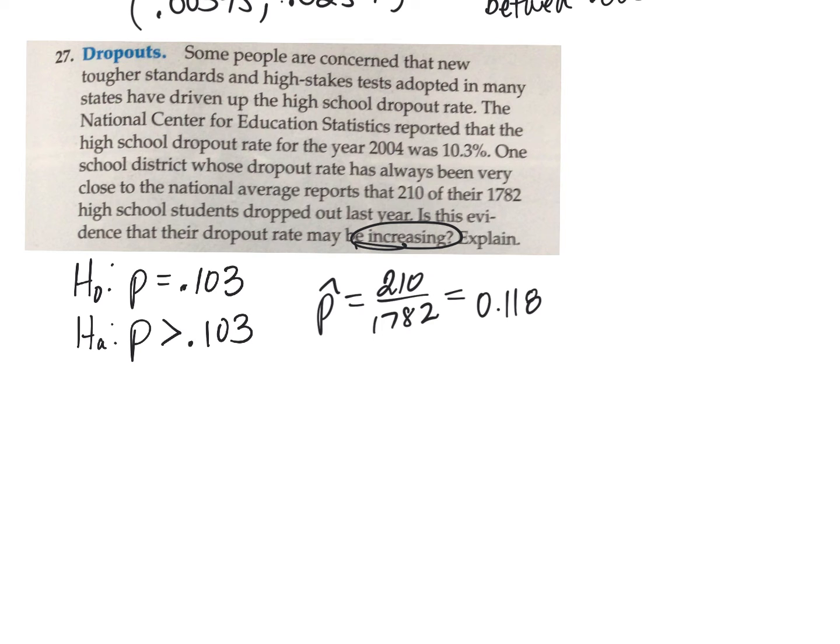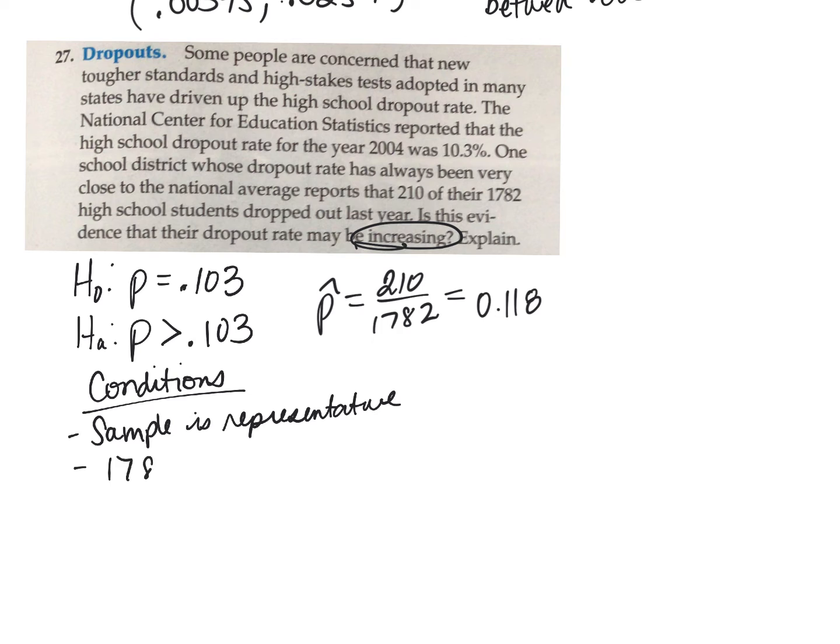Check our conditions. The calculator can only do the calculations for you: calculate the z-score and the p-value. You have to do the rest by hand. So the conditions: the sample is representative. We assume that the sample from that school year is representative of other school years at the school they're trying to get information about. 1782 is less than 10% of all high school students, to be exact.